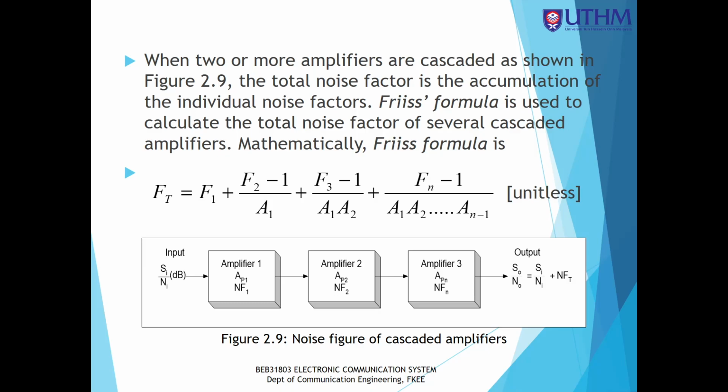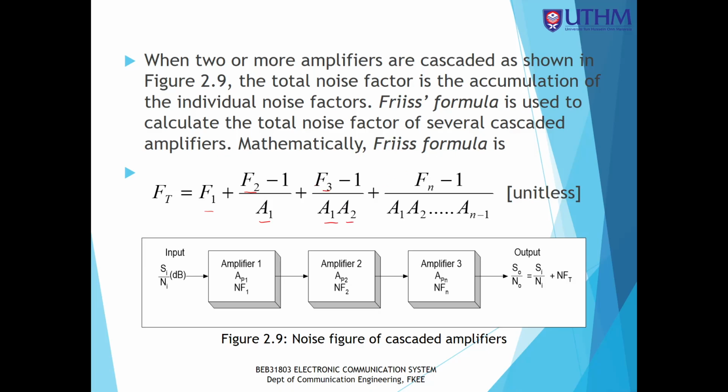In the Friis formula, F total is equal to F1, the noise factor due to the first amplifier, plus the noise factor due to the second amplifier minus 1, divided by the gain of the first amplifier, plus the noise factor of the third amplifier minus 1, divided by the gain of the first and second amplifiers.